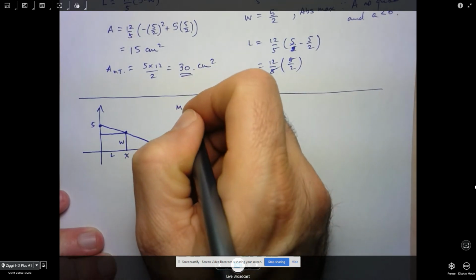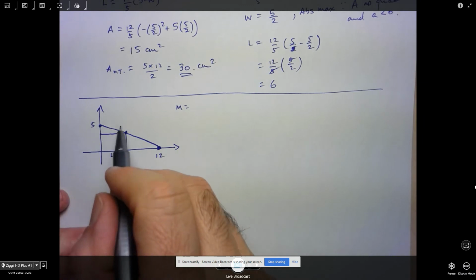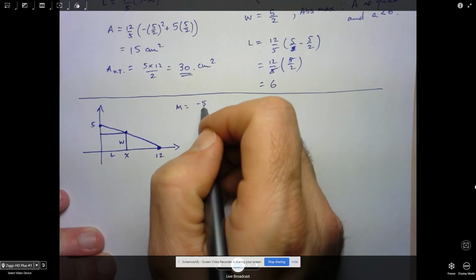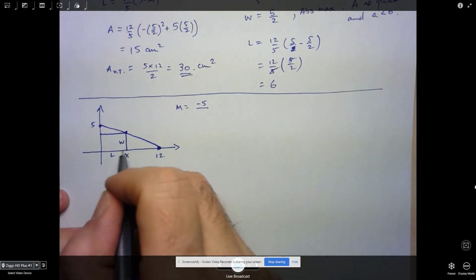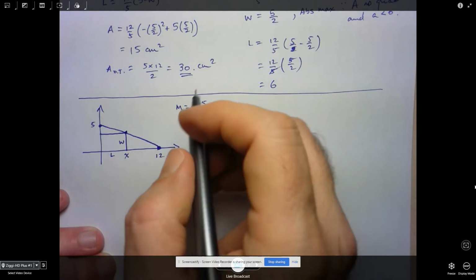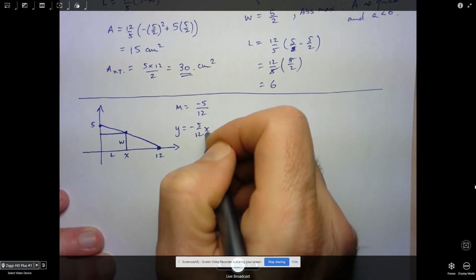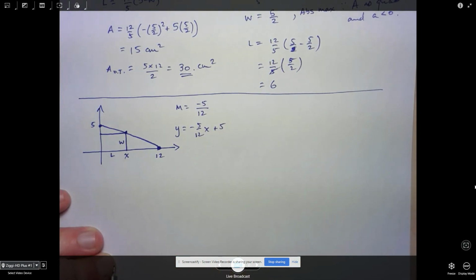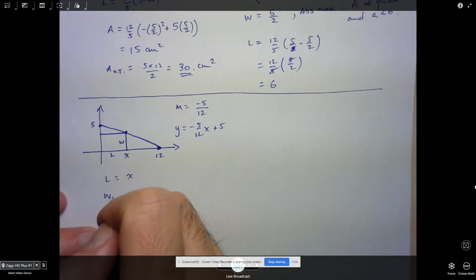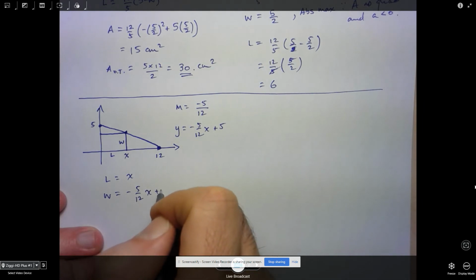It's an equation of a line. So let's start with the slope. I'm just going to use rise over run here. So as I move from left to right, it falls by 5 units, so -5, and the run is just 12. And I know that the y-intercept is just 5. So the equation here is just -5/12 x plus 5. Nice and easy. So that means that the length is just given by x, and the width is given by -5/12 x plus 5.